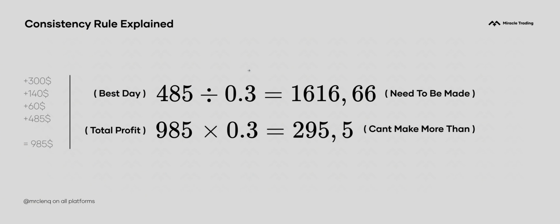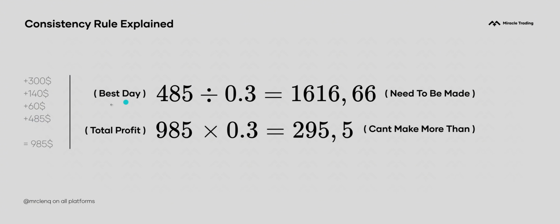So I want to explain the consistency rule, because most traders do not know this, or they're not aware of this. They just trade and then maybe they get denied, or they make too much, or they don't know how much to make every day. So as we can see, we have a bunch of profits made right here. We have $300, $140, we have $60 and $485. So if we add all of these, we get a total of $985. If we take a look here, our best day, which we made the most in these 4 days, is $485.